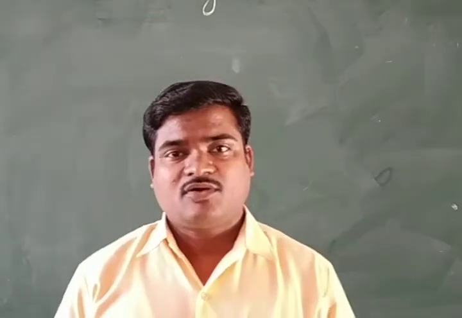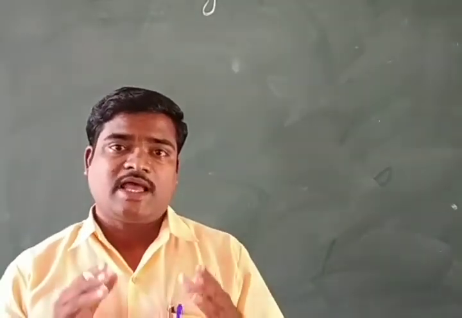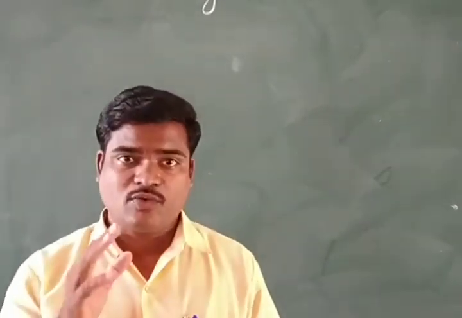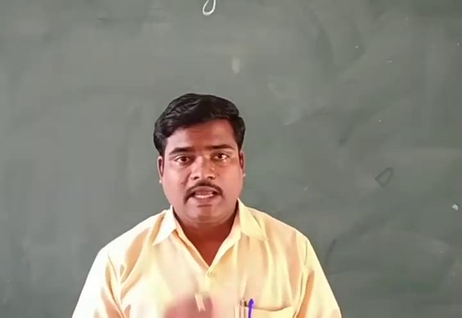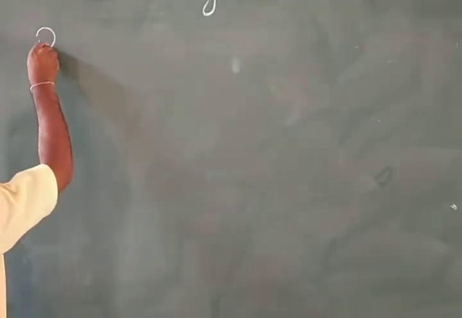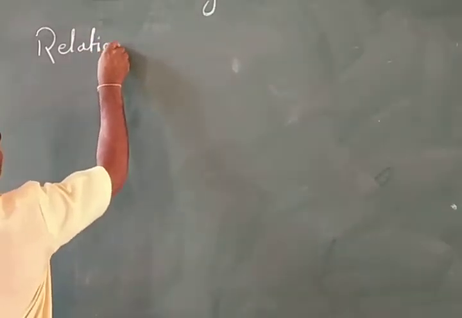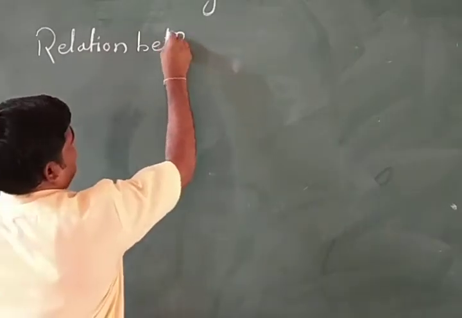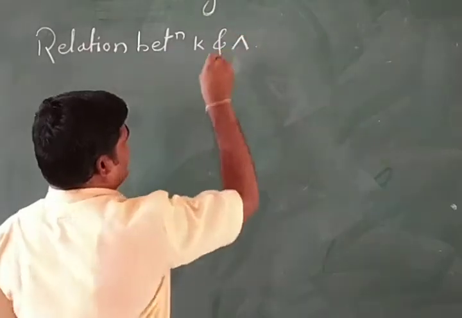Now we are in the chapter of electrochemistry, and dear students, in continuation with that chapter, in this lecture we are going to see the next point, that is the relation between K and lambda. All of you know K and lambda. Now we are going to see the relation between K and lambda.